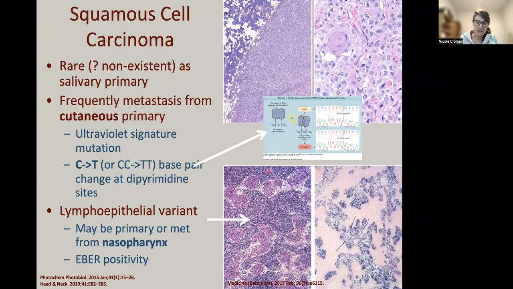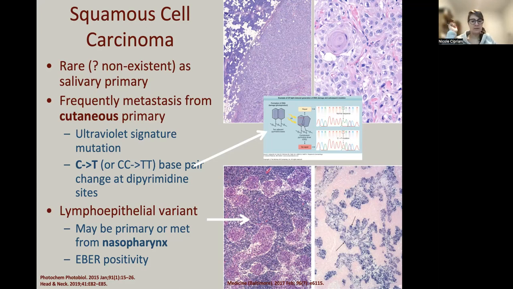And the way we prove that is by doing genetics for ultraviolet signature mutations, which have these characteristic C to T or CC to TT base pair changes due to DNA cross-linking, right? And so if you see extensive changes like this on next-gen sequencing, you may be able to say, oh, this looks like an ultraviolet signature. What's an ultraviolet signature doing deep in the parotid? It's not, it's a metastasis from something that originated in the skin, okay? And that's how we can prove these are cutaneous mets.